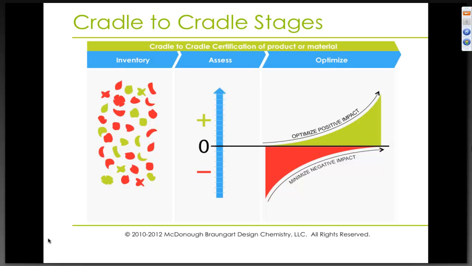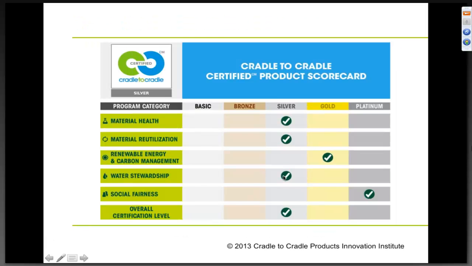So at the end of this, the company would come out with what we call a scorecard, and each product would be given a level in each of the categories, with the overall certification level being the lowest level achieved in any one category. So while you may have achieved the gold level in 4 to 5 categories, if you had achieved just bronze or silver in, say, renewable energy, the overall certification score level of the product would be held back to that bronze or silver level.